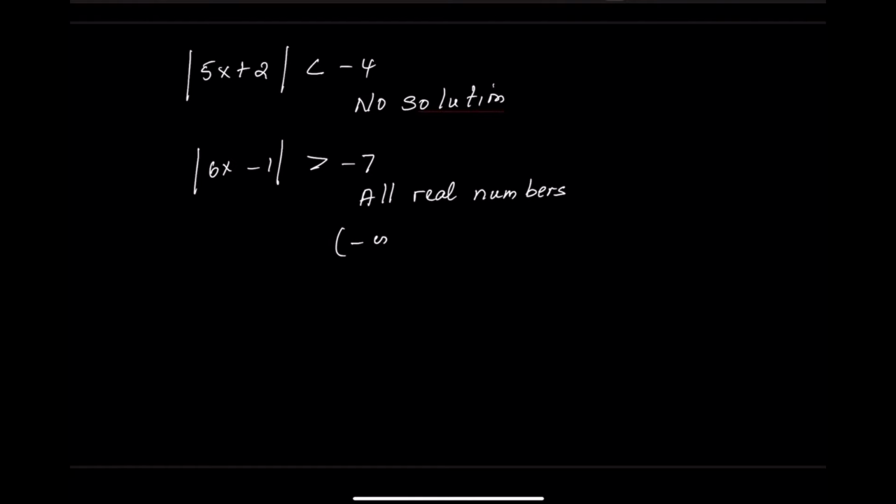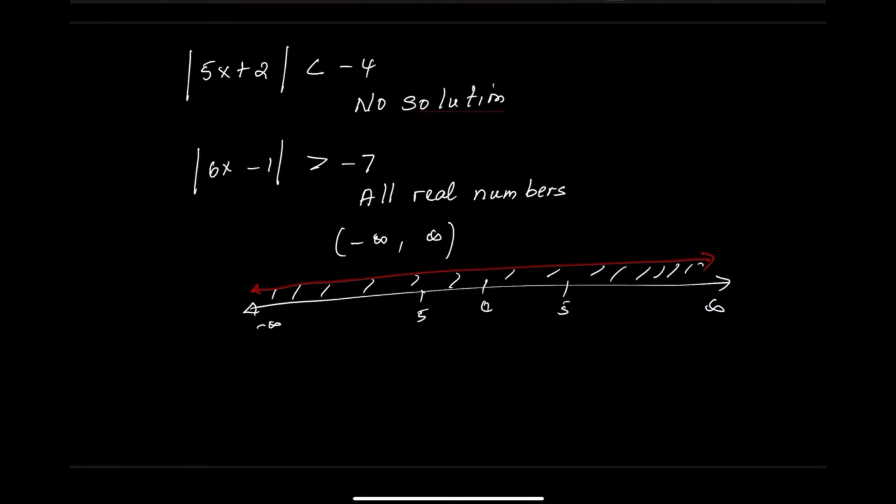In interval notation, we say parentheses negative infinity, comma, infinity parentheses. On the number line, we shade the entire number line. Let's look at one last example that brings everything together.